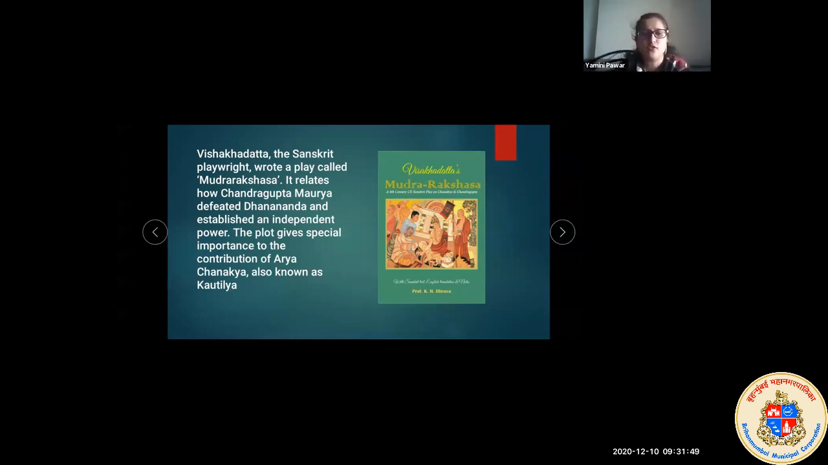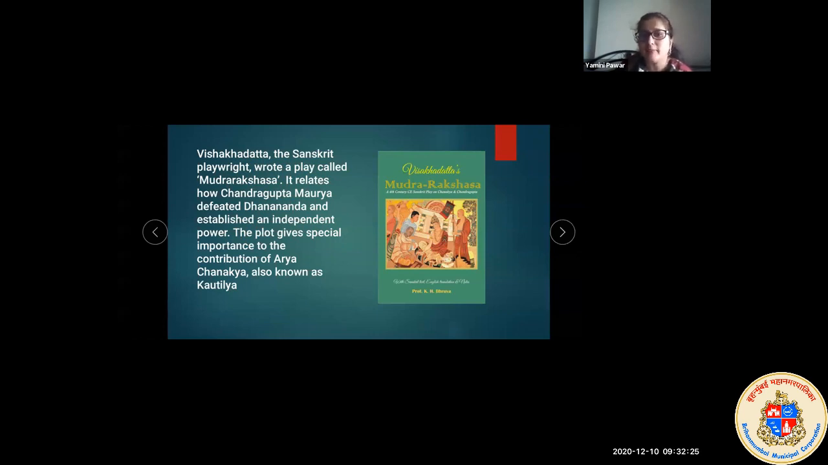Now on the next slide, you should know that Vishakha Datta, the Sanskrit playwright, wrote a play called Mudrarakshasa. It relates how Chandragupta Maurya defeated Dhanananda and established an independent power. As we learned all these things from the slides, we came to know about Alexander's Empire. Then we also came to know about Chandragupta Maurya, the king who took all the territory back for India. All this we can see from the slides which we saw.